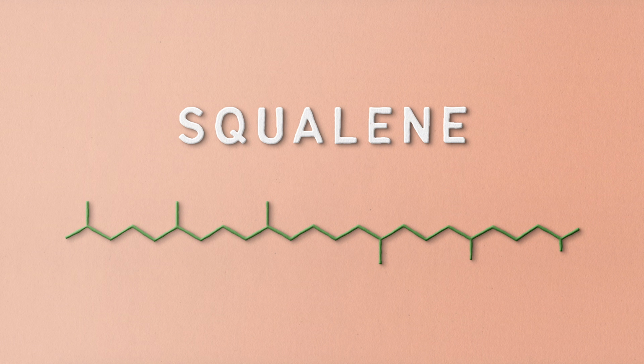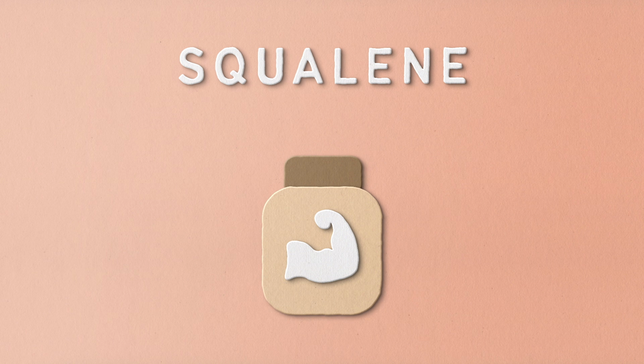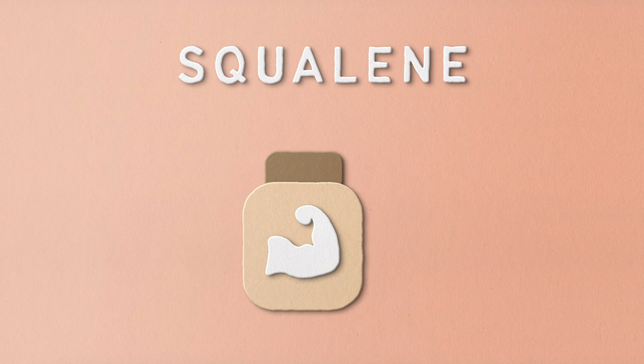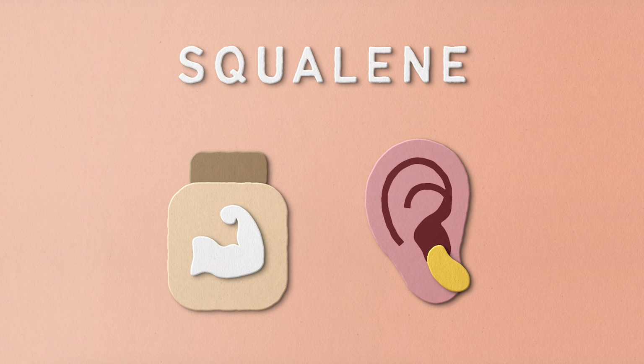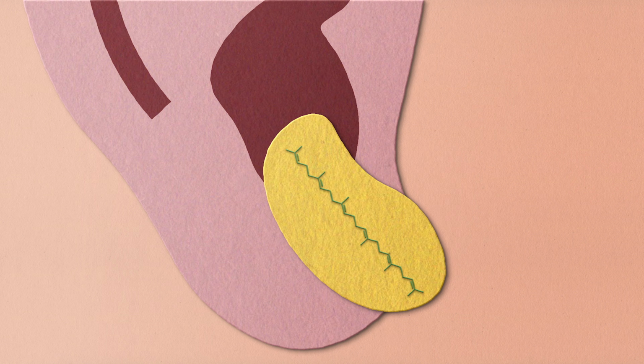Squalene is a triterpene made up of 6 isoprene units. You can find this guy being used in the manufacture of steroids. And if you look at the yellowish thing coming out of your ears, yes, I'm talking about earwax, you may find some squalene hanging around.